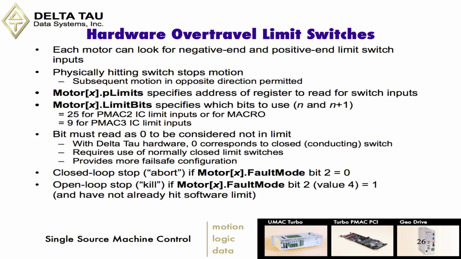So if Motor[x].FaultMode bit 2 is set to 0, there's a closed loop stop or abort. If Motor[x].FaultMode bit 2 is set to 1, then it's an open loop stop or a kill. It kills the motor.